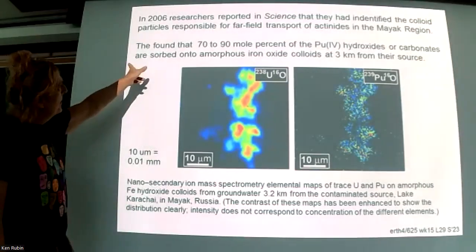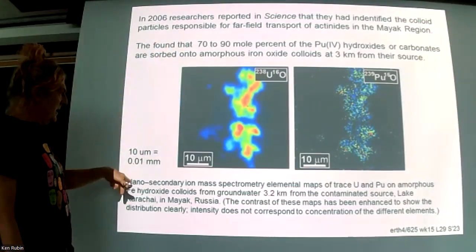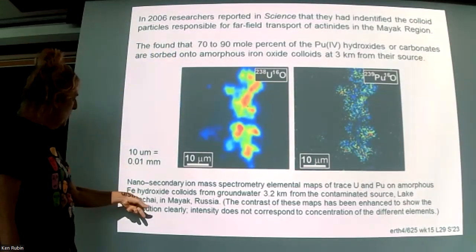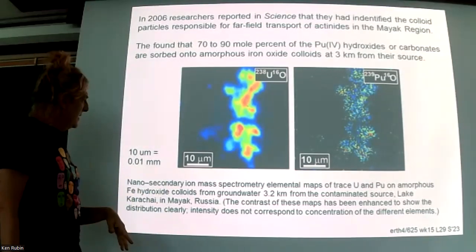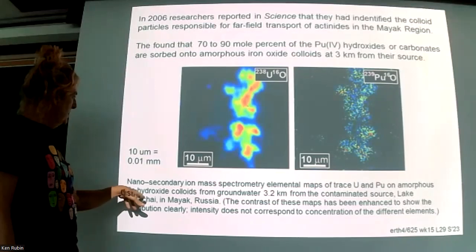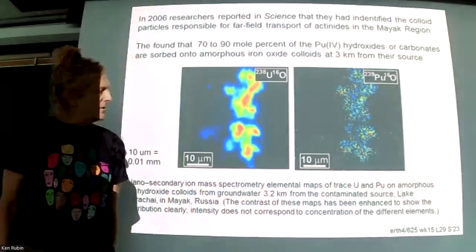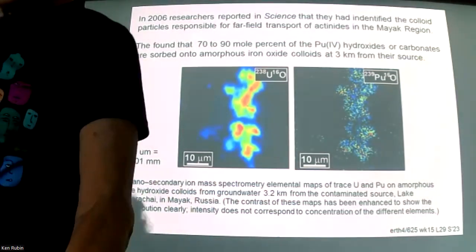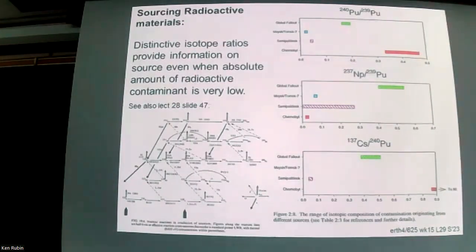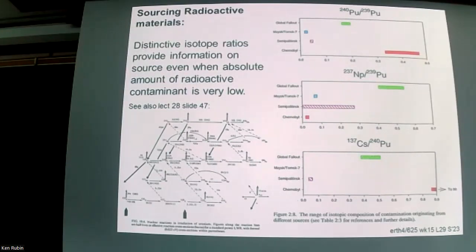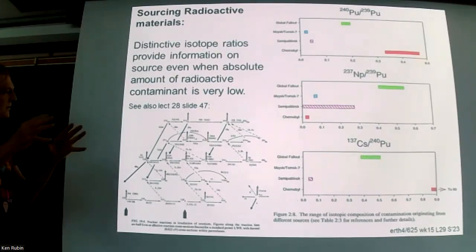These particles, I can't remember, I think I say on here somewhere, they were collected pretty far away from Lake Karachai, the really polluted lake near Mayak. Colloids 3.2 kilometers from the source. So it gives you some idea of the kinds of migration you can have. Another thing that you can do with the irradiation nuclides, the things that are produced during the nuclear fuel cycle.